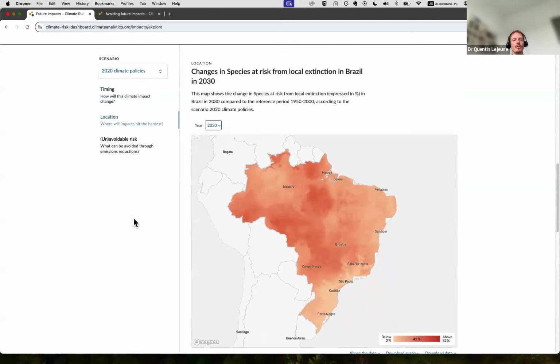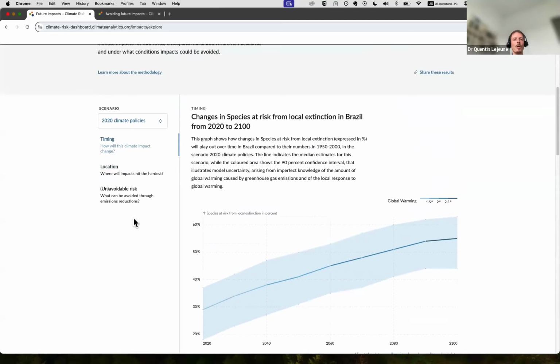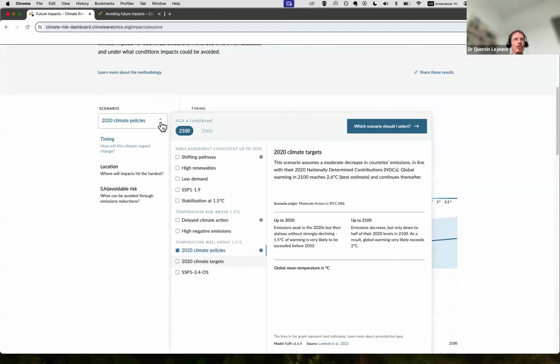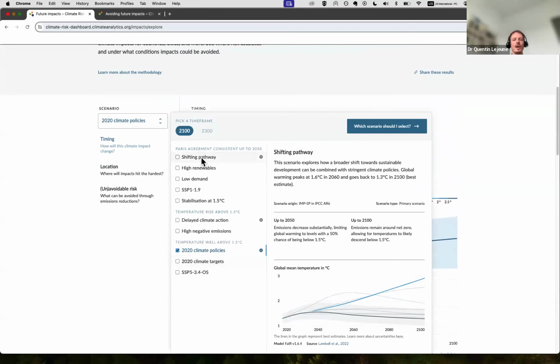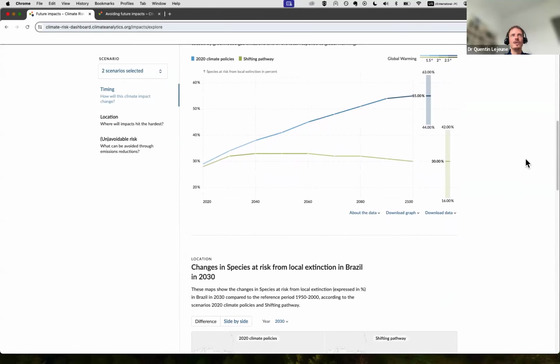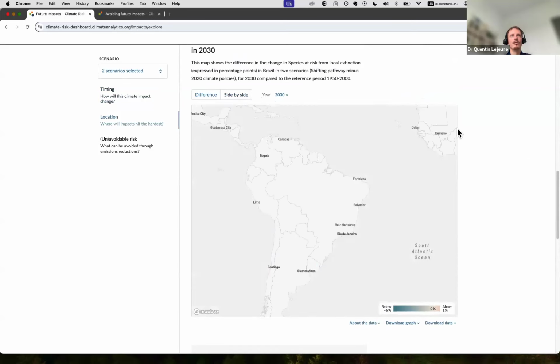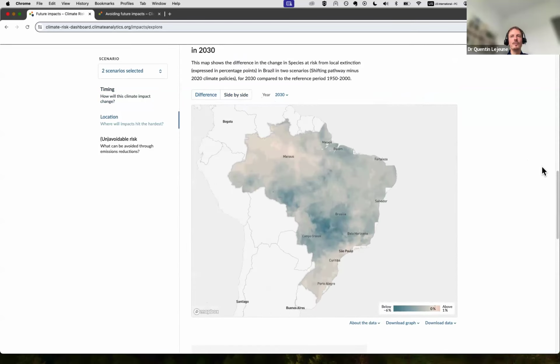And it's also possible to compare with how these will look for a more ambitious climate scenario by selecting, for example, the shifting pathway scenario from the list. This one is compatible with the 1.5 degree goal of the Paris Agreement. By selecting it, the time series plot and the map will adjust so that you can compare how results differ for those two scenarios. And you can also look at the difference between two scenarios.